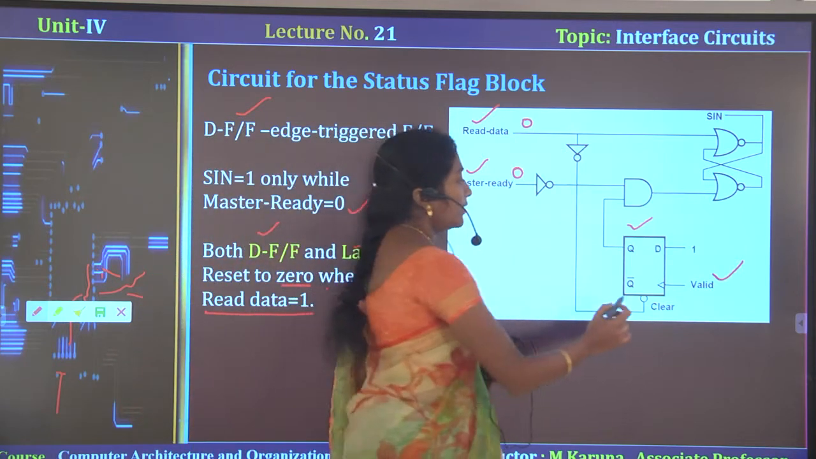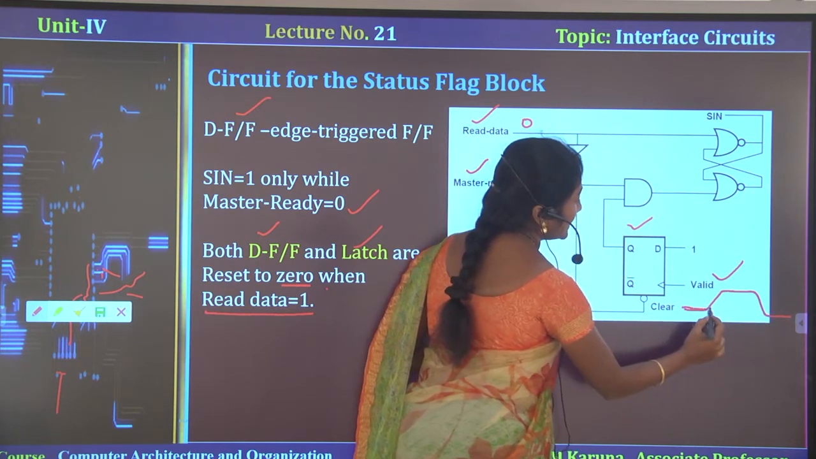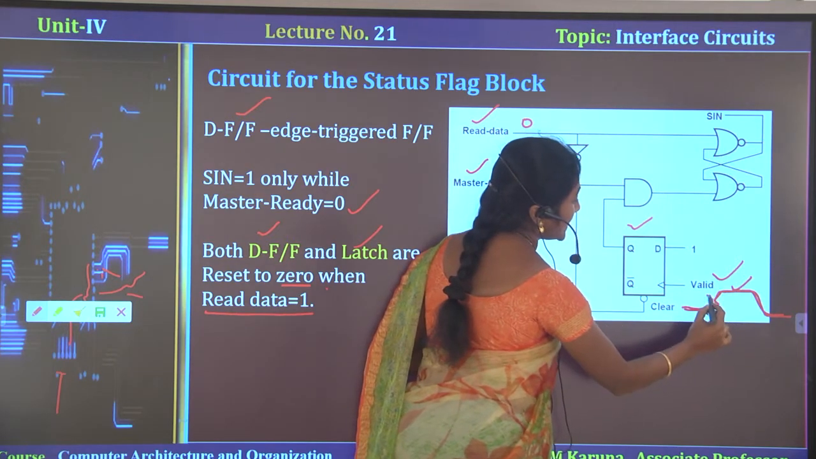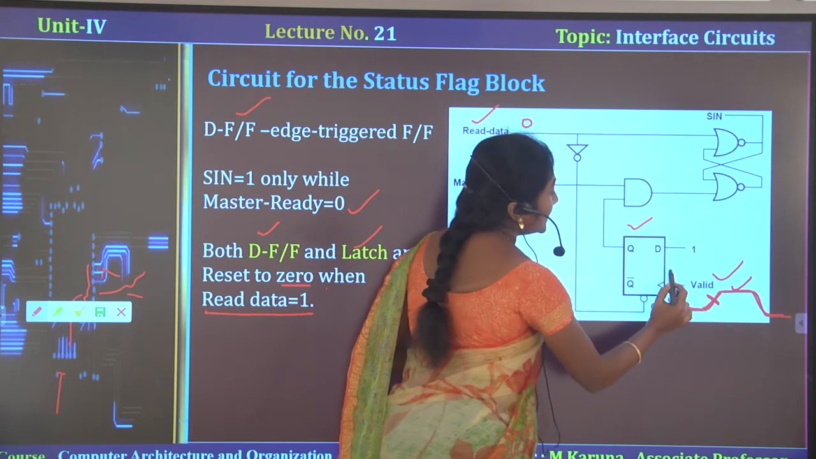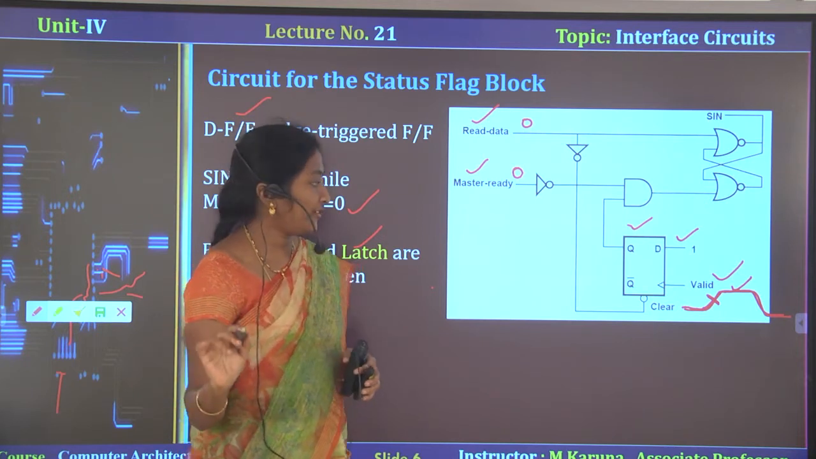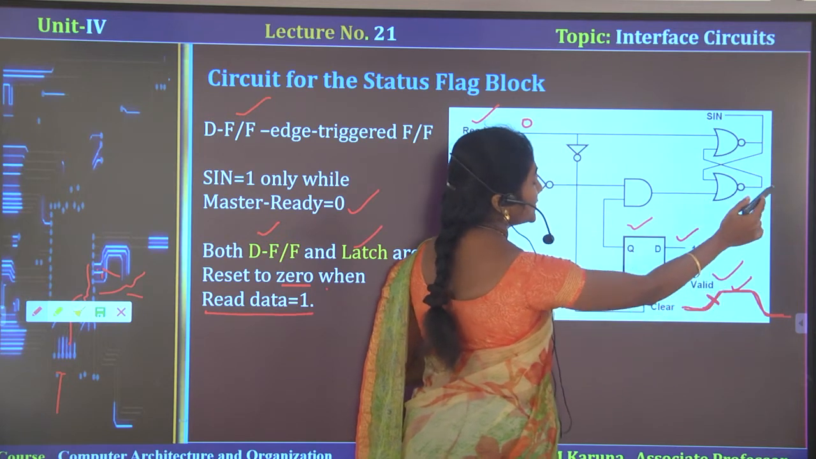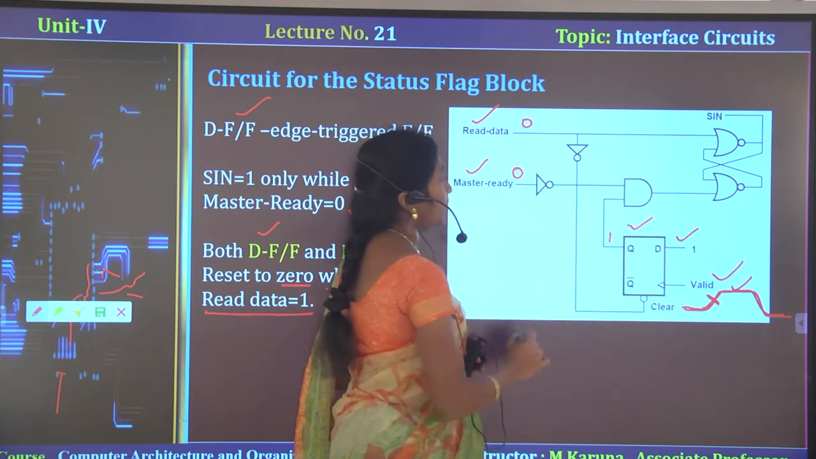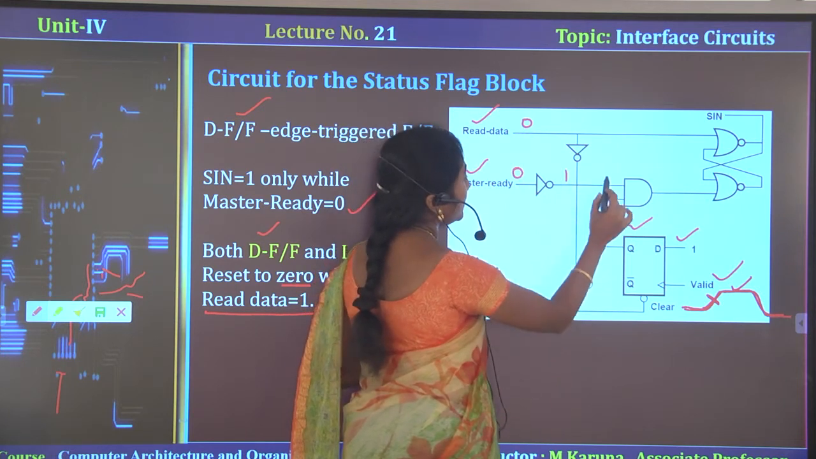Here the D flip-flop is an edge triggered flip-flop. These pulses are coming from the clock cycles. I told you this is level triggered and this is edge triggered. Whenever this edge occurs, the D flip-flop will be set to 1. That's why this is known as an edge triggered D flip-flop. So whenever a key is pressed and the valid signal is set to 1, the output of the D flip-flop is 1. Master ready is initially 0, then the output of this is 1, 1, 1.